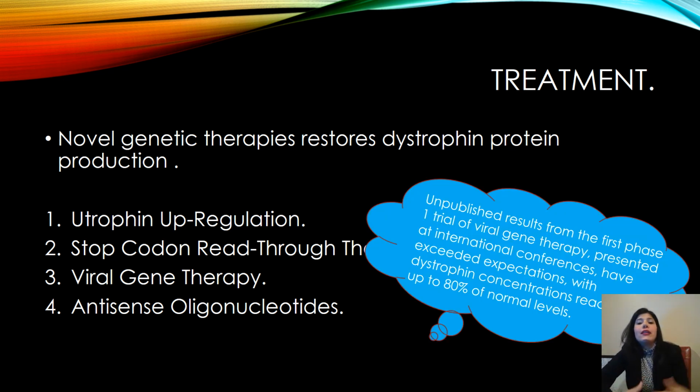Finally, I have to say that unpublished results from the first phase of one trial of viral gene therapy have exceeded expectations, with dystrophin concentration reaching up to 80% of normal levels. So this is very encouraging, and it is very good news for all the patients suffering from this condition.